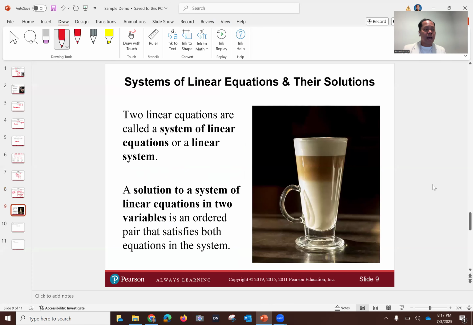Okay, now two linear equations are called a system of linear equations, or a linear system. A solution to a system of linear equations in two variables is an ordered pair that satisfies both. I would have to stress this one: both equations in the system.